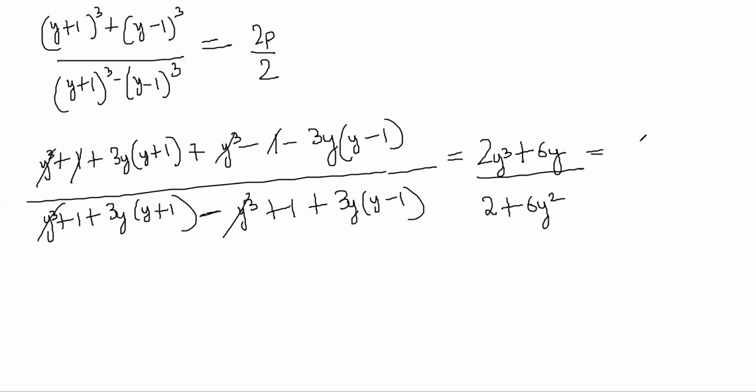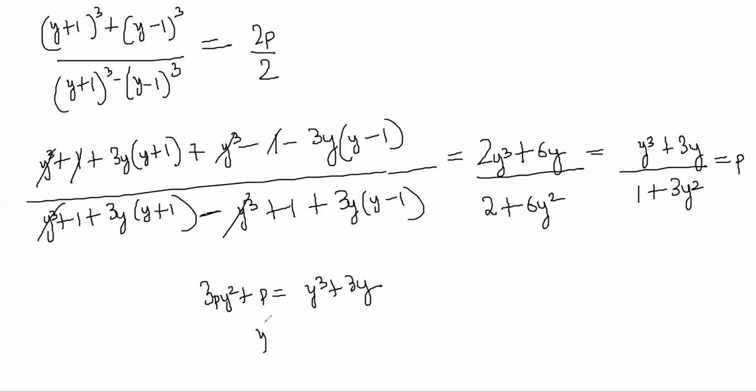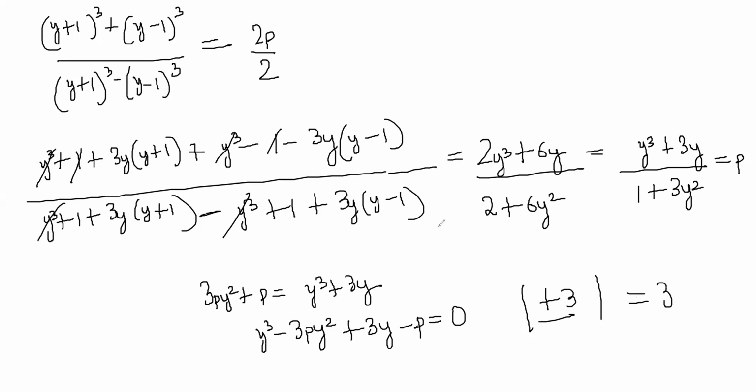Okay, I feel like we had made an error earlier. (y cube plus 3y) by (1 plus 3y square) is equal to p. You get 3py square plus p is equal to y cube plus 3y. Now it is coming. y cube minus 3py square plus 3y minus p is equal to 0. So you had an extra 3 there on top. Answer is 3 in the options, right? So the correct answer is 3, because this part is disappearing and only 3 is left in the modulus, right?